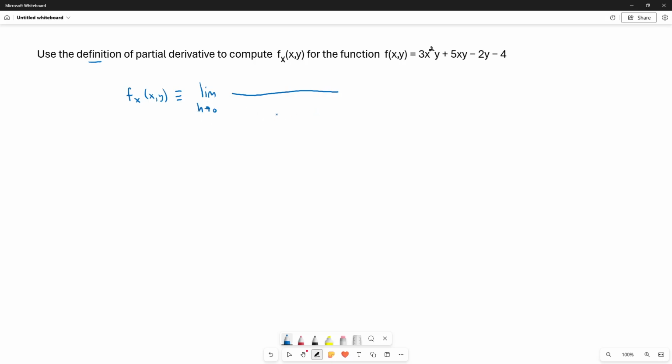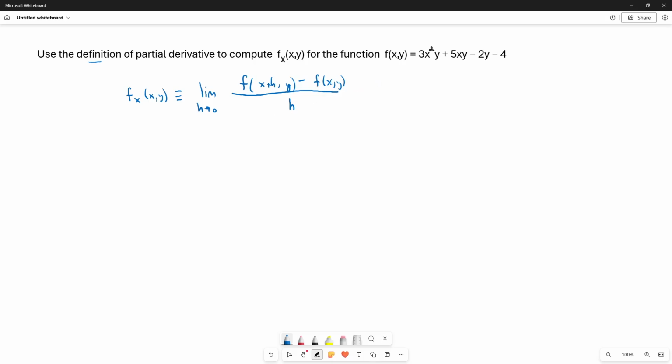to have h go to 0, and in the numerator we're going to take the change in the function as x changes from some value x to the value x plus h. So that difference is f of x plus h comma y minus f of x, y. So there's no change in the variable y, it's the same. The variable in the x position has changed from x to x plus h. So we have a change in x of size h, and we divide by h.